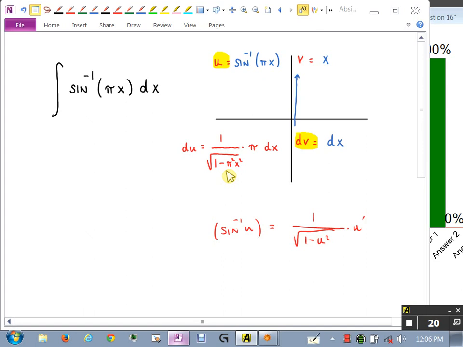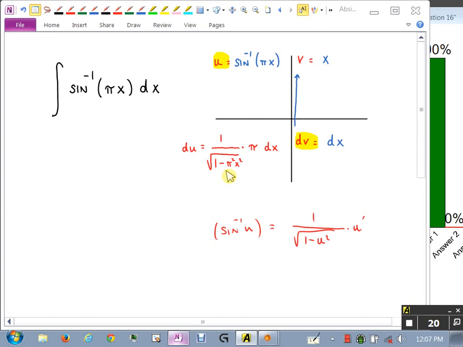1 minus pi squared x squared dx. That's the new integral that you're seeing in your mind. This is voodoo, isn't it? Integral voodoo, that's it? And so when you look at that and you ask yourself, can I integrate that? Yes or no? Well, guess what? 5.5, basic substitution.